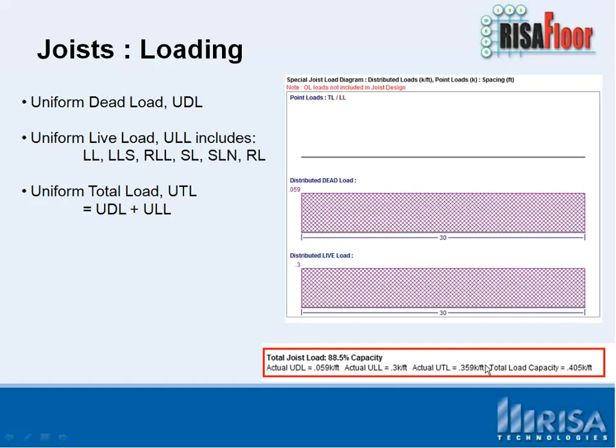And that's giving you there. And then the capacity, that's pulled right out of the table. And then we see here what the capacity of that joist is. So you can actually pull these numbers directly out of RISAFloor and make sure that you see the joist that you're looking at for the capacity.